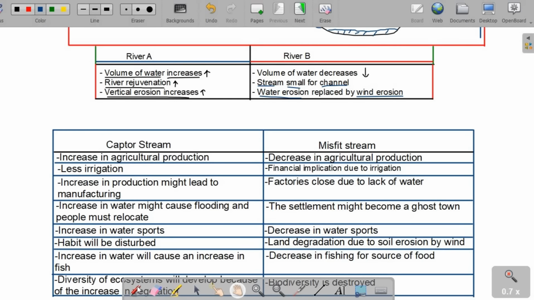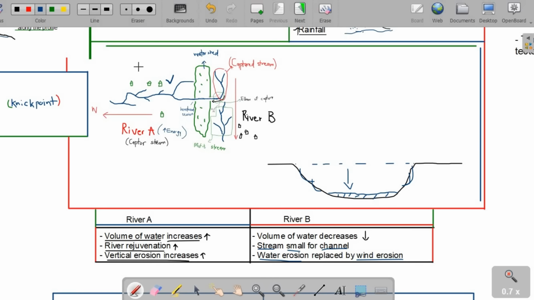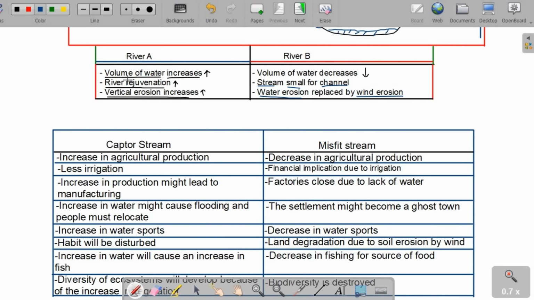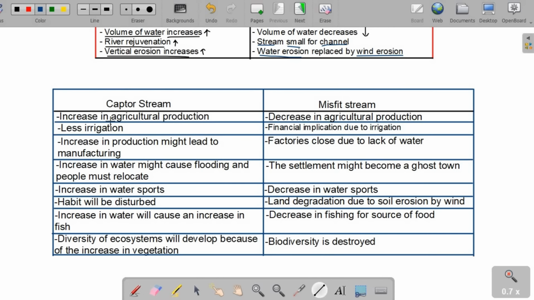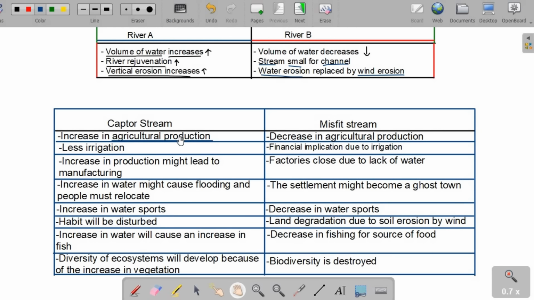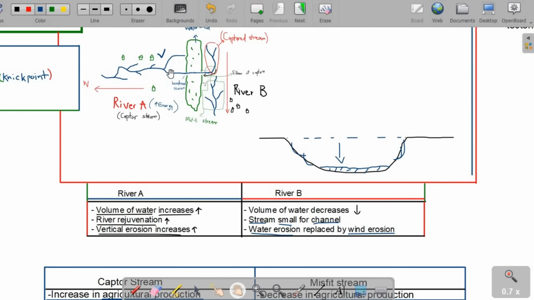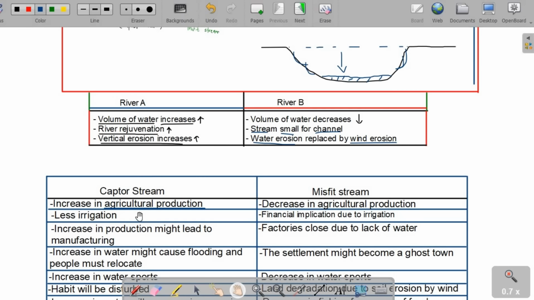Well, for the capture stream areas, that is people who are living next to the capture stream, because the capture stream has a lot of water, its volume has increased, right? So this means that agricultural production will increase, okay? Because now the input, remember, you have to have water. If water is not enough, then you do not produce enough. So if you have more than enough water, then you can actually increase your yield, how much you can produce in a particular season or year. So we're going to see an increase in agricultural production due to the increase in water.